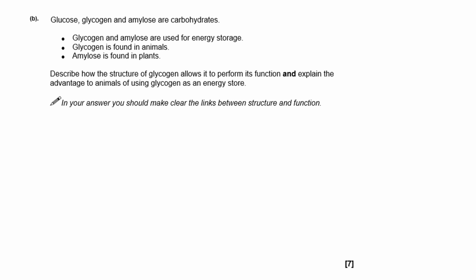Glucose, glycogen, and amylose are carbohydrates. Now, this question is a 7-mark question. It gives you some basic information. Glycogen and amylose are used for storage. Glycogen's in animals, amylose is in plants. Describe how the structure of glycogen allows it to perform its function, and explain the advantages to animals of using glycogen as an energy store.